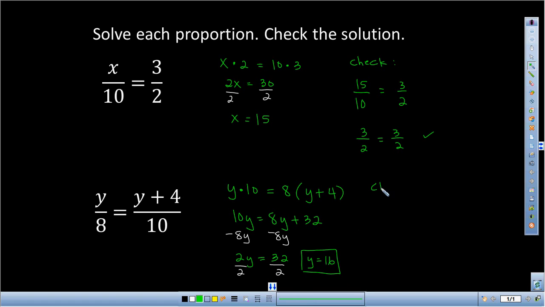So we're going to do a quick check with 16 as our y value. So we have 16 divided by 8 is equal to 16 add 4 all divided by 10. Well, 16 divided by 8 is 2 is equal to 16 add 4 is 20, so we have 20 divided by 10. Well, 10 goes into 20 twice, so the solution checks, y equals 16.